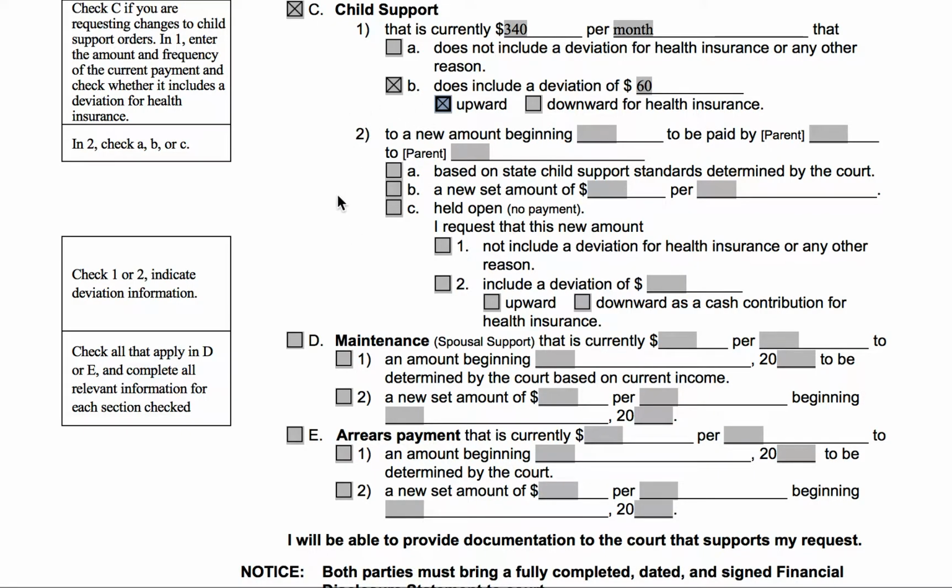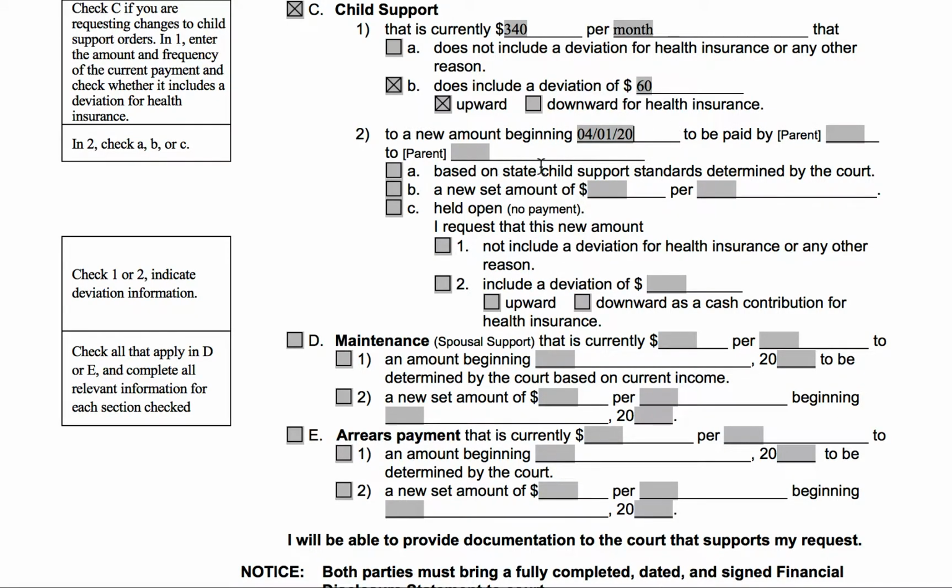So now section 2 for the child support section, this is where we'll tell the court basically what we're asking for them to do to the order, how we want them to change it. So here, a new amount beginning, this line wants a date. At the MJC, we put the first of the next month there because it wants the date going forward that this change will become effective.